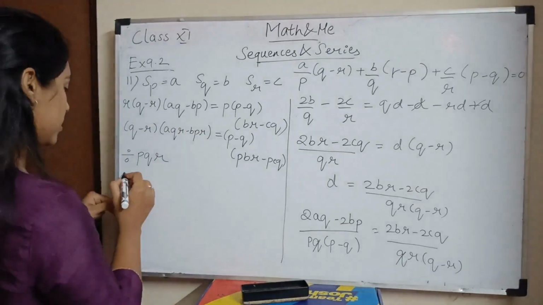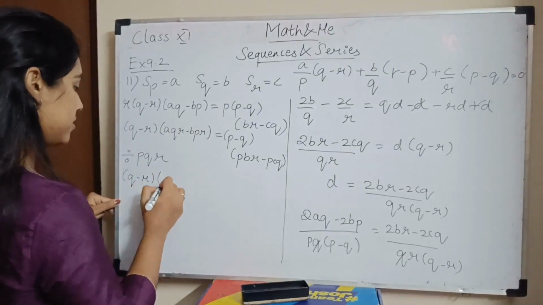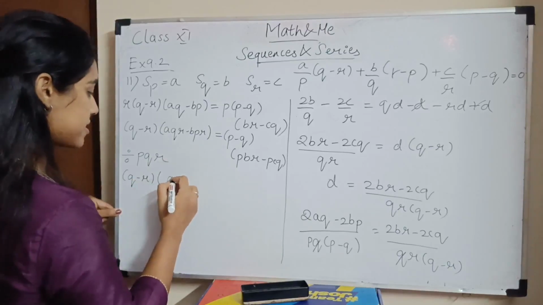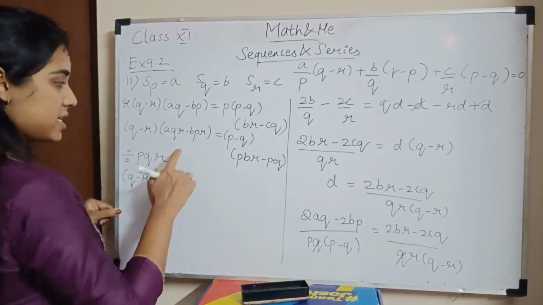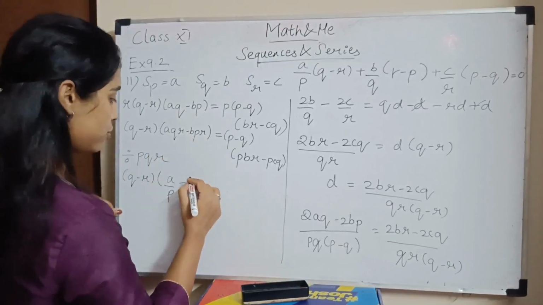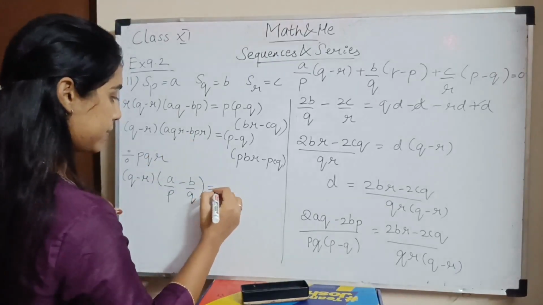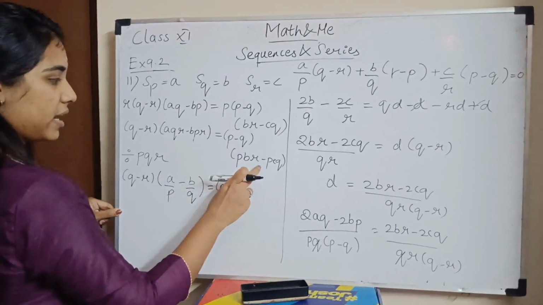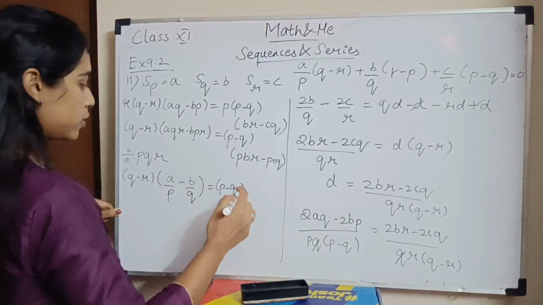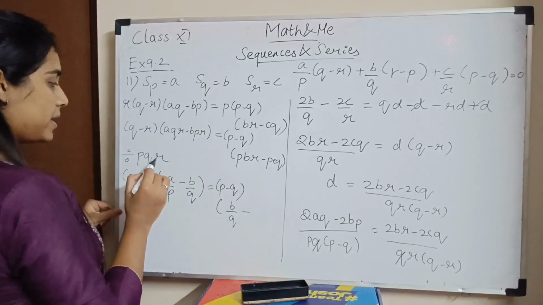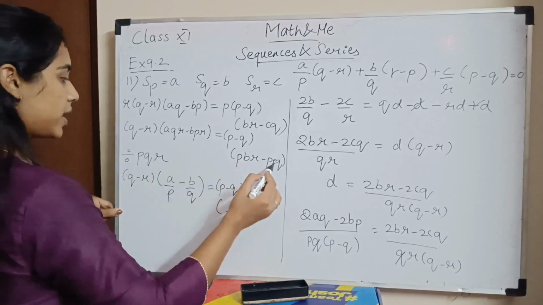So let me go term by term. I have (Q minus R) times AQR divided by PQR. QR, QR will get cancelled. So A by P minus BPR by PQR. PR, PR will get cancelled. I'll have B by Q equals (P minus Q) times PBR divided by PQR. PR, PR will go off. I'll have B by Q minus PCQ over PQR. P and Q, P and Q cancel. So I'll have C by R.